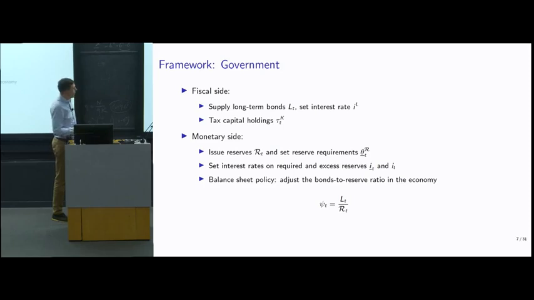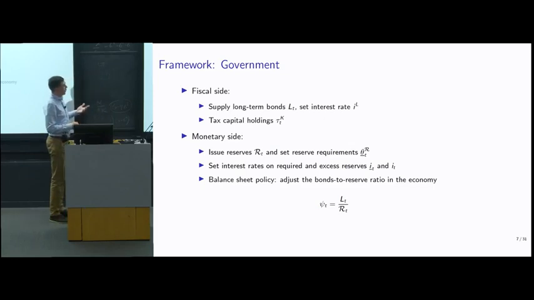The central bank is going to set the interest rates on both required and excess reserves. So in case you only hold what you're required to hold, you get this interest rate i lower bar. In case you decide to hold more than that, then that part that is in excess, we're going to call the excess reserves. And these excess reserves are going to earn you another interest, i_t. So the central bank is going to manage two interest rates instead of just one.